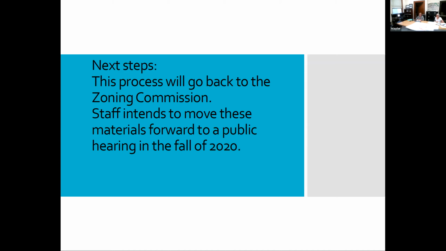So the next process, we would go back to the Zoning Commission and further discuss and make sure that we have definitions matching everything in the use chart and the use chart matching everything in the definitions. We do intend to move these materials forward with a public hearing sometime in the fall of 2020. So we are looking to get it to a public hearing with the Zoning Commission and then get it before City Commission. I don't see anything in the chat feature. Next slide, please.